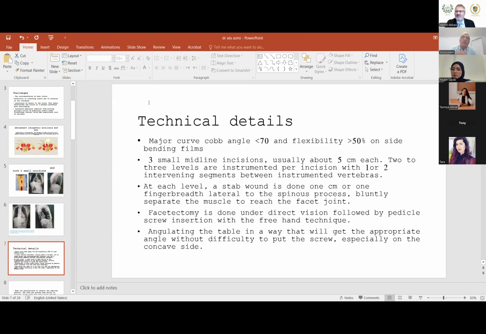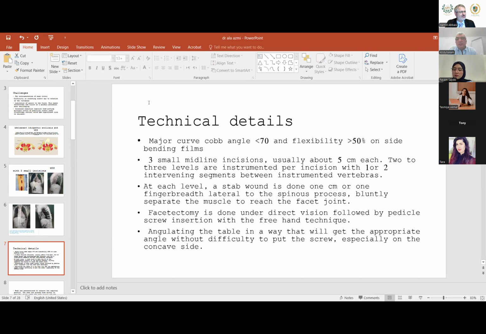So we go like what I told you, like the Wiltse technique. It would be much easier to access more than 2 levels. Otherwise, if you do the appropriate subperiosteal incision, you cannot go more than 1 or 2 levels maximally. But with Wiltse, you can go with much more than 2 levels. Facetectomy is done under direct vision, followed by pedicular screw insertion with the freehand technique.